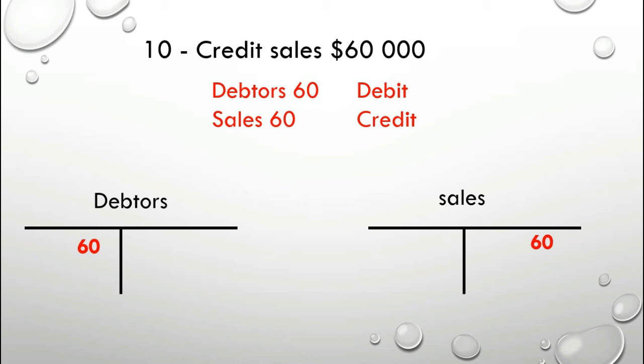At the same time, if you take sales, sales means an income. So increase in income is always credited. So we can go to our sales account and credit 60,000. Here the transaction debit 60,000, credit 60,000 is balancing. So we know increase in asset and increase in income.